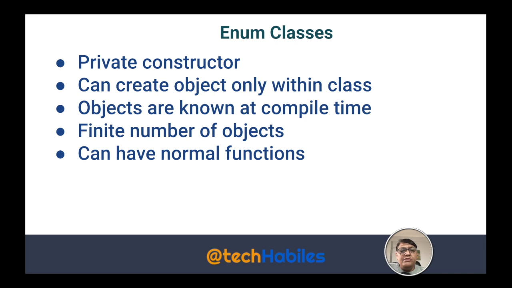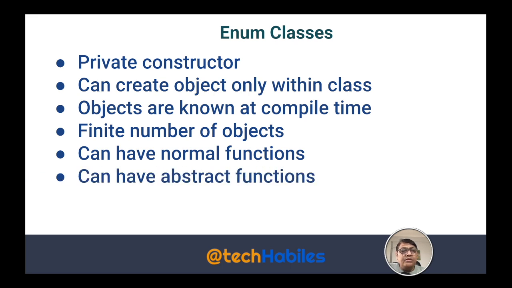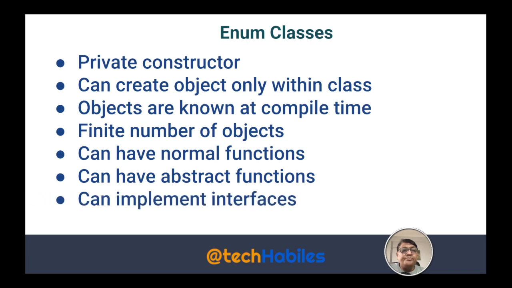Can have normal functions. In enum classes you can have functions like any other class. Can have abstract functions. You can create abstract functions as well, and the objects of the class have to implement that using an anonymous class. We'll see that while implementing the enum classes in action. Your enum classes can implement interfaces as well, so we'll see an example for that as well.